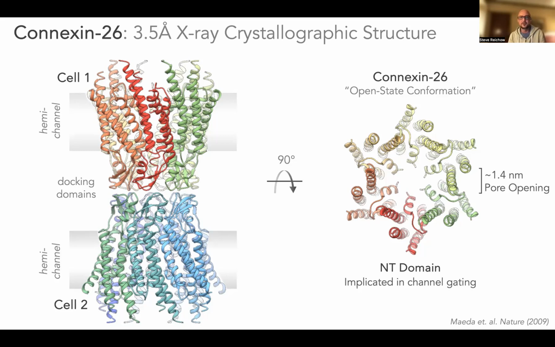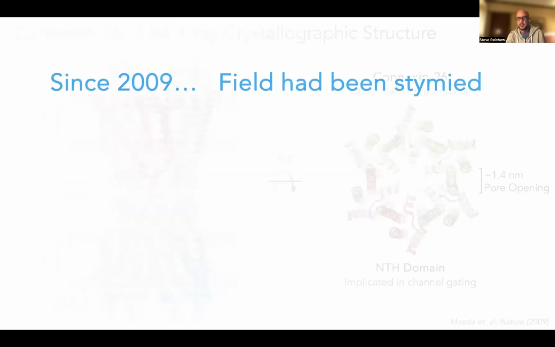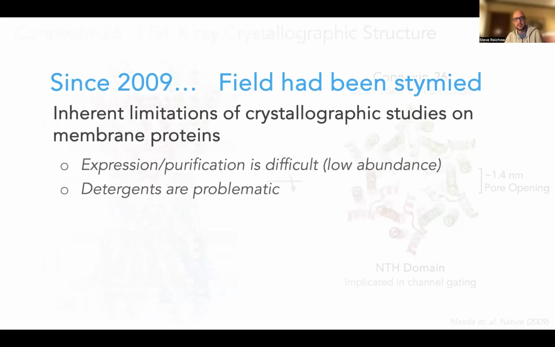Really no further new structural information was able to come out of this field for many years. And this really reflects not just a limitation in the field of gap junction biology, but an overarching limitation in the field of membrane protein structural biology. That's because of the many inherent limitations that crystallographers face in trying to work with membrane proteins. And so there are many obstacles in this field.